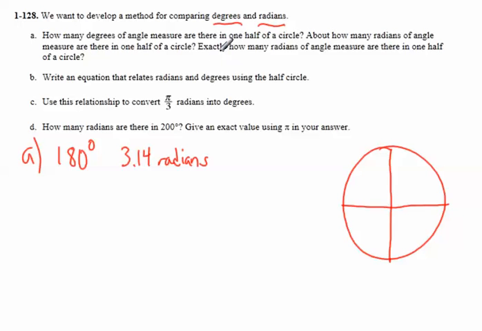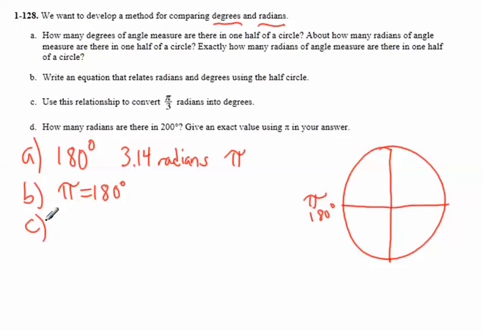Exactly how many radians of angle measure are there in one half of a circle? The exact value is pi. Pi is exact, it's not rounded. 3.14 is a rounded value. Part B, write an equation that relates radians and degrees using the half circle. If we take a look at the half circle, halfway around in radians is pi, halfway around in degrees is 180, so my equation would look like pi is equal to 180 degrees.